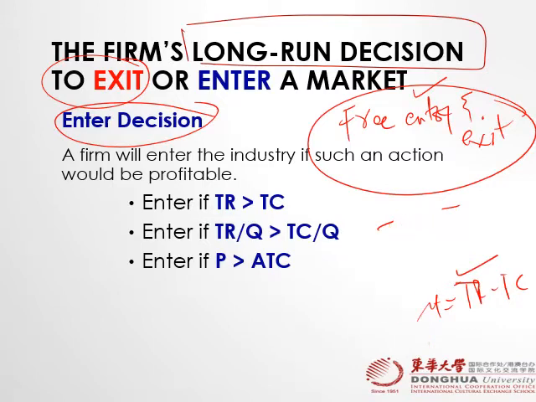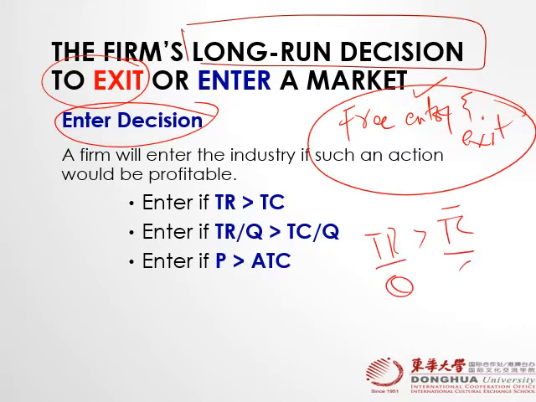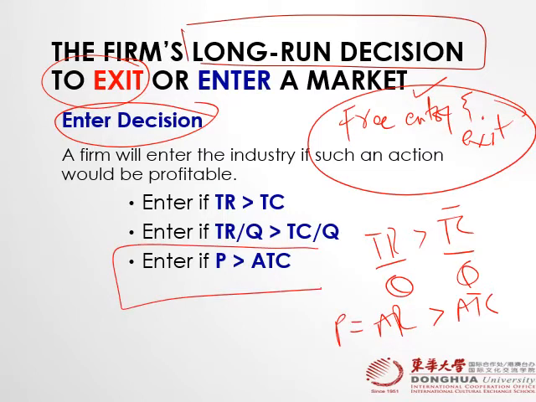So let me just make a space here. So in that case, total revenue greater than total cost, which you divide by quantity. So this becomes AR greater than ATC, and in a competitive market AR is equal to price. So that condition is called the entry condition. When price is greater than average total cost, this triggers the entry condition for the firms to enter the market, because there is no restriction, free entry, right?